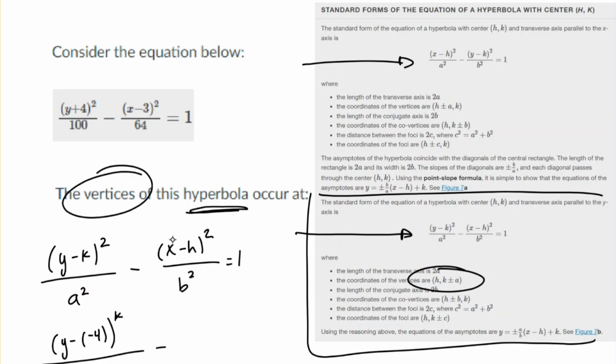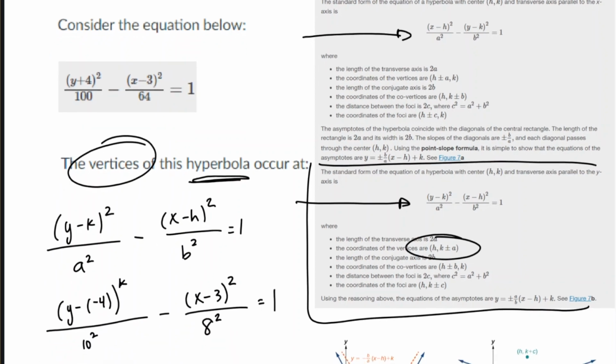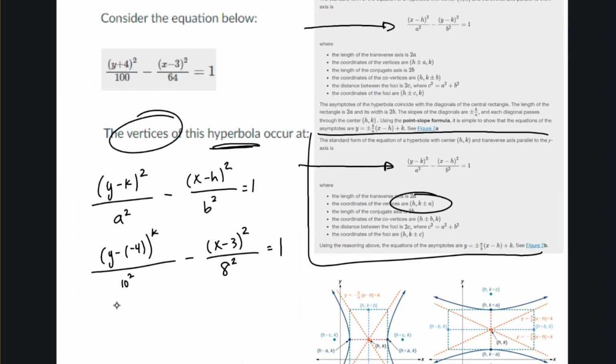Minus x minus h is expected, and I have x minus 3, so h is clearly 3. That one's straightforward. Over 64 is b squared. Square root of 64 is 8, so 8 squared. So those are all my little details. So that means k is negative 4, a is 10, h is 3, b is 8.